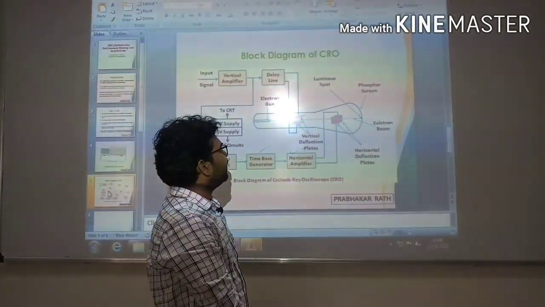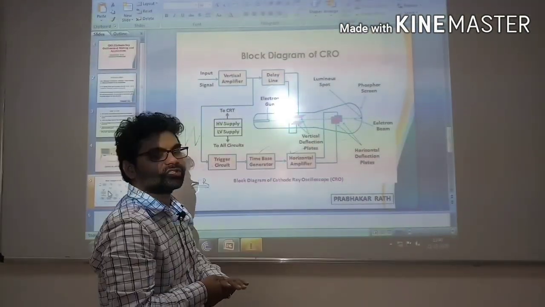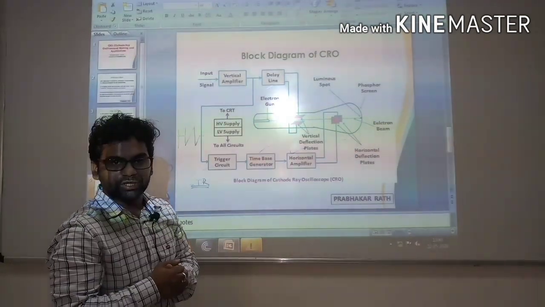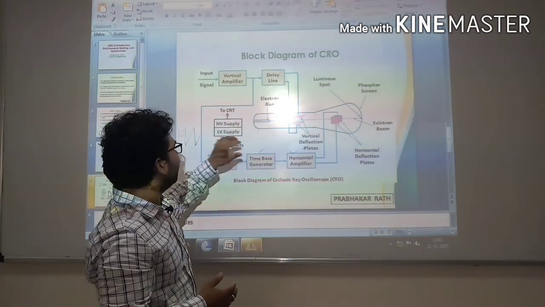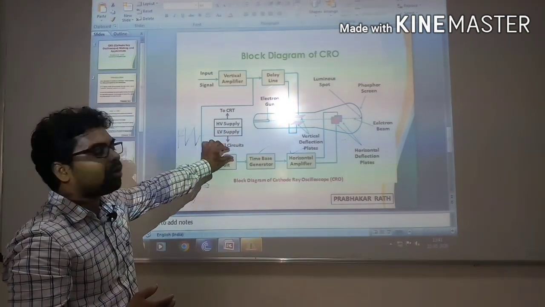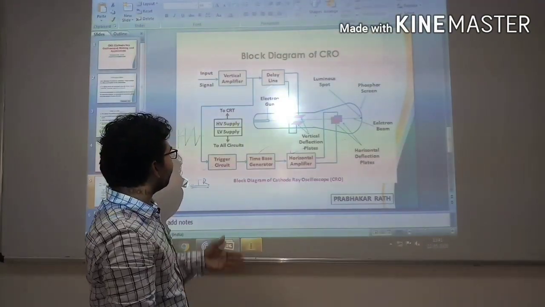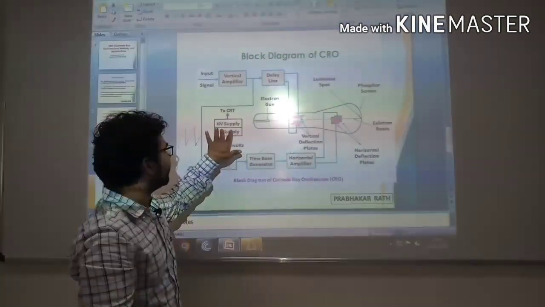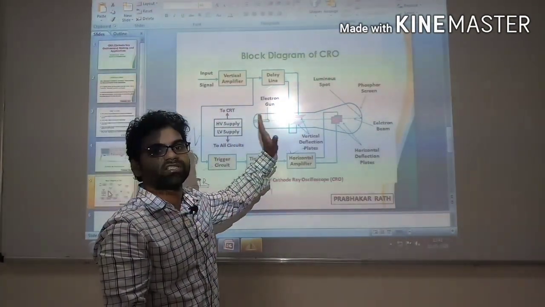CRT, okay, it is the most important part of the CRO, as I already said. Before discussing the CRT, first we should know what the LV supply is and what the HV supply is. In the case of the HV and LV supply, the LV supply is provided to all the circuit parameters. That means we provide LV supply to your vertical amplifier, your trigger circuit, your time-based generator, and your horizontal amplifier. But the HV supply we provide only to the CRT.